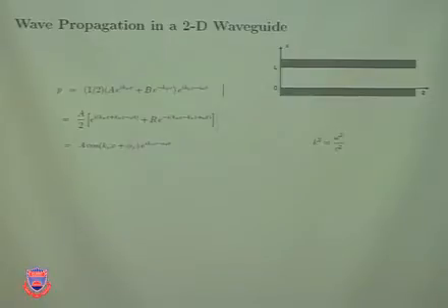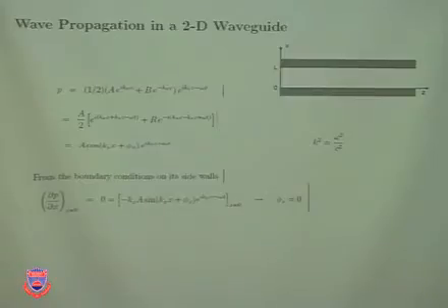And k is the wave number. From the boundary conditions on the walls, you have seen these before, we say that the phase delay phi x is equal to 0. And from the other boundary condition, now we have sin(kx Lx) be 0.